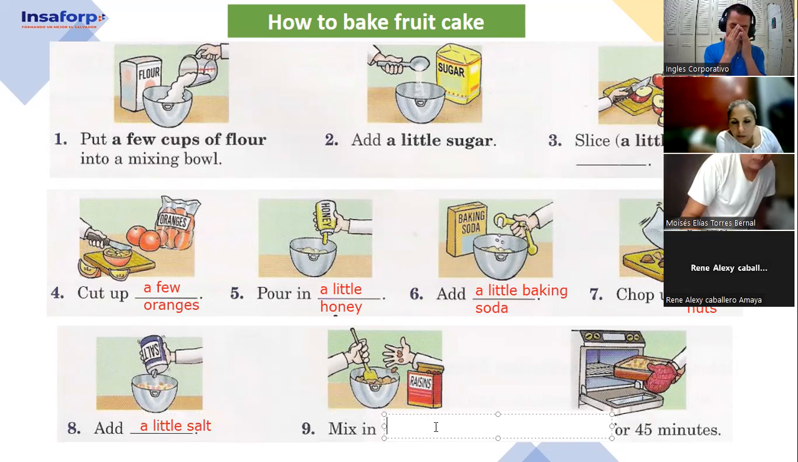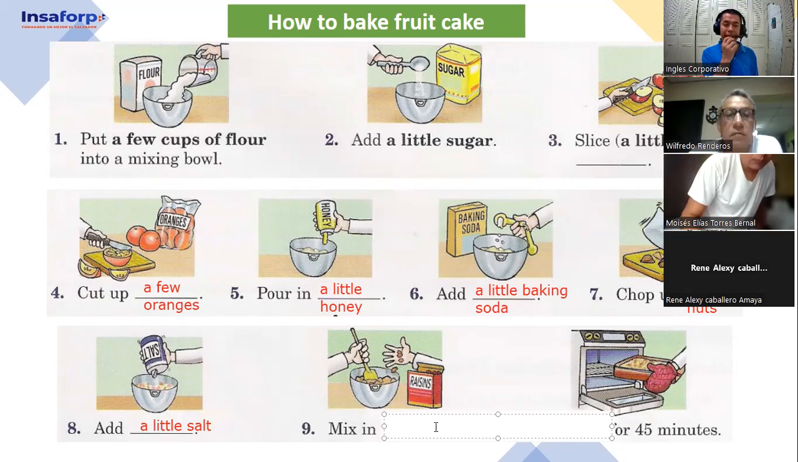Raisins. Raisin is, in Spanish, pasas. Las pasas son uvas, pero deshidratadas. Se le saca todo el líquido y ahí quedan. Por eso es que son caras en el súper. Una cajita le cuesta como $4. Ok. So, raisins. In English, raisin.